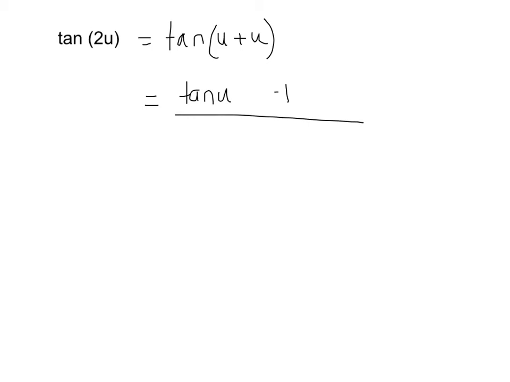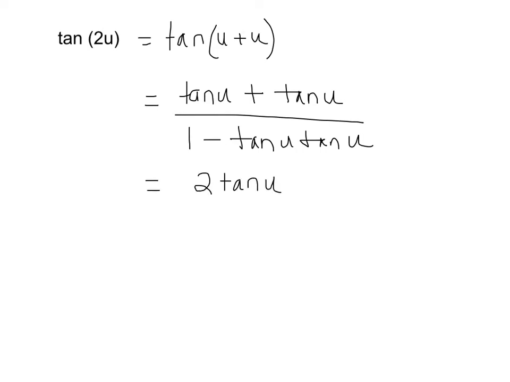All right, tangent is the same basic idea. So what we are going to do is write this as the tangent of u plus u, and then we will replace it with our sum formula. So this is going to be the tangent of u plus tangent u over 1 minus tangent u, tangent u. The top is the same sign, the bottom is the opposite sign. So if you tighten this up, this will be 2 tangent u over 1 minus tangent squared u. And that's the formula for tangent 2u.